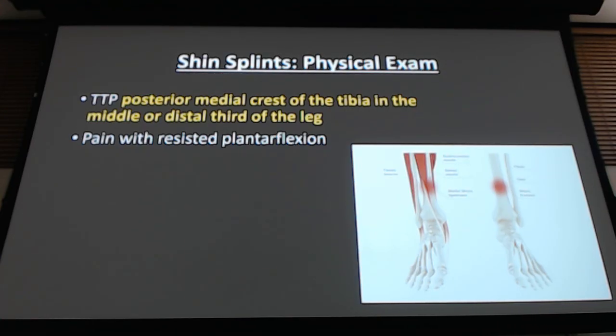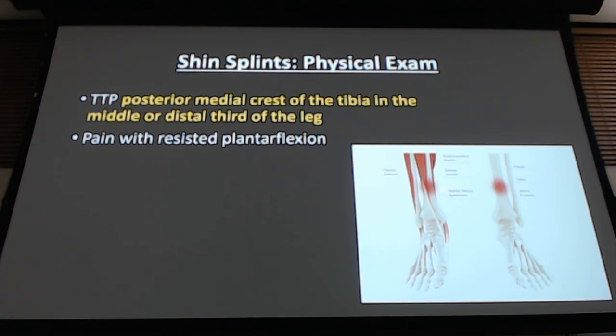Does the muscle run up to the knee? Yeah, it does. Okay, so again, zero in on your exam. If you're questioning your exam, you're questioning your diagnosis, then you have them do resisted plantar flexion, and they have pain with that, and they point right there to that middle or distal third. Okay, then you're like, okay, I think this is shin splints. This is medial tibial stress syndrome.